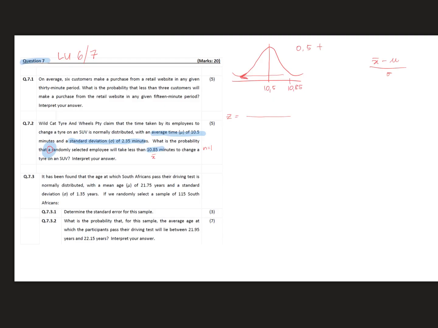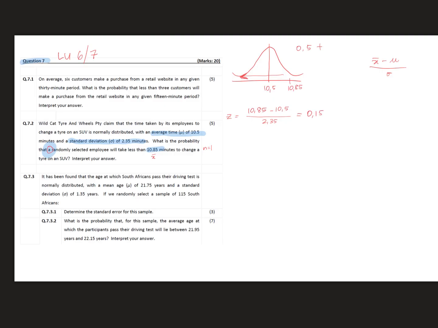So it's x bar, which is 10.85, minus mu, which is 10.5, over your standard deviation, which is 2.35. And as I said, you don't need to put in over the root of n, but if you want to, you can. Basically, the root of 1 is 1, so you don't actually need that for your denominator. When you put that into your calculators, this would give you 0.15.